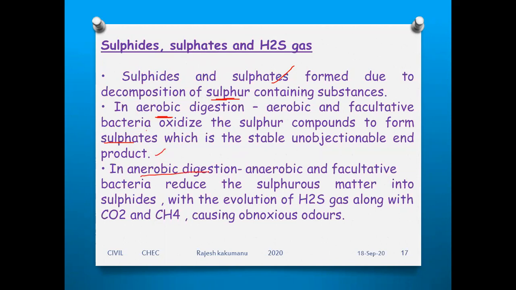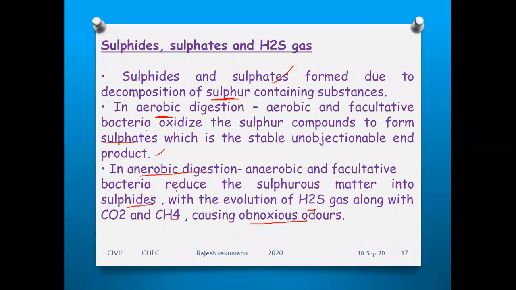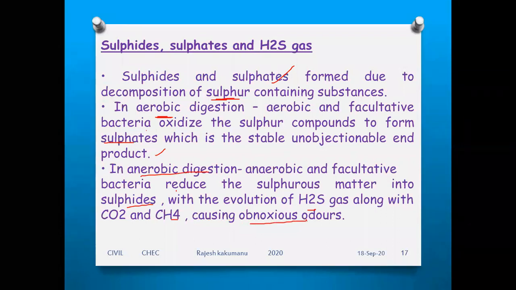Next, in anaerobic digestion, anaerobic and facultative bacteria reduce the sulfurous matter into sulfides. So in the absence of oxygen, whenever the bacteria reduce the sulfurous matter into sulfides, there is evolution of H2S gas, hydrogen sulfide, along with carbon dioxide and CH4 methane, causing obnoxious odors. These are very dangerous for aquatic animals as well as humans. That's why we have to reduce the sulfides, sulfates, and gases in the sewage water, right? These are based on aerobic digestion and anaerobic digestion.